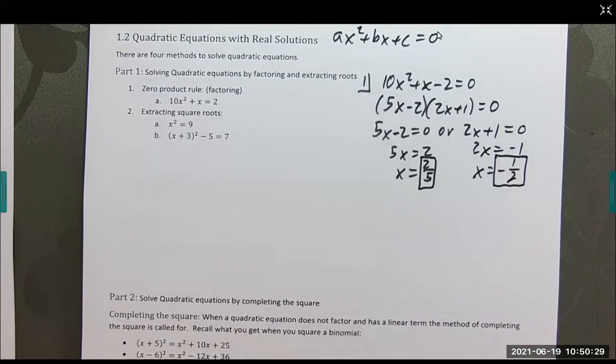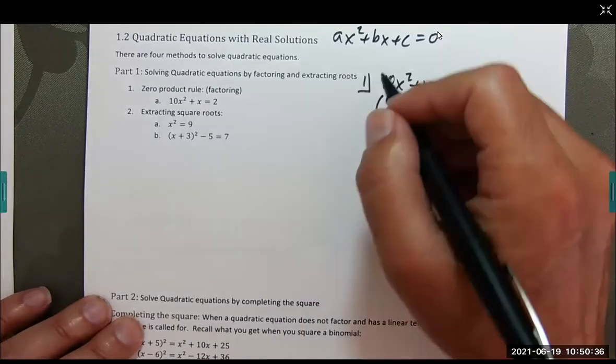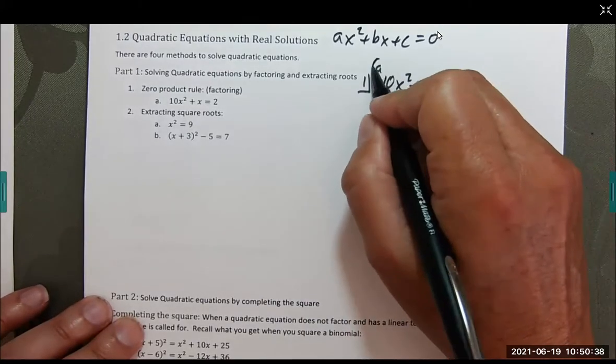The problem is most quadratics don't factor evenly. So we're going to run into some other methods on how to do that. Now, this is what we call 1a. Let's do 2a.